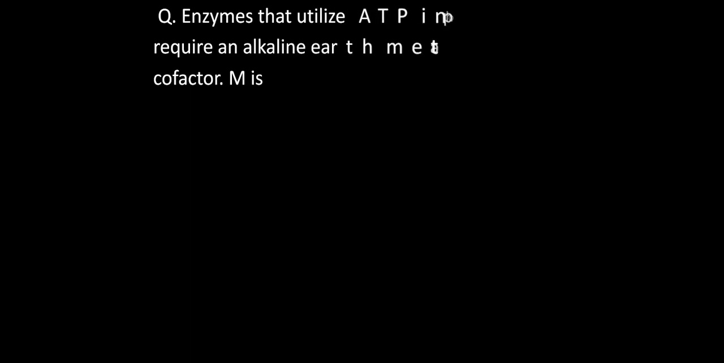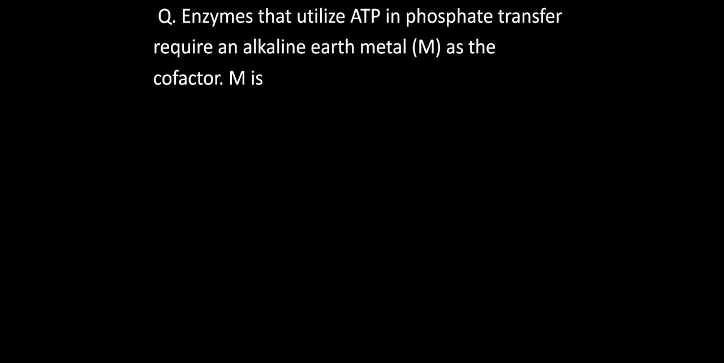Let us move into the next. Enzymes that utilize ATP in phosphate transfer require an alkaline earth metal M as the cofactor. M is, and the options given are these.